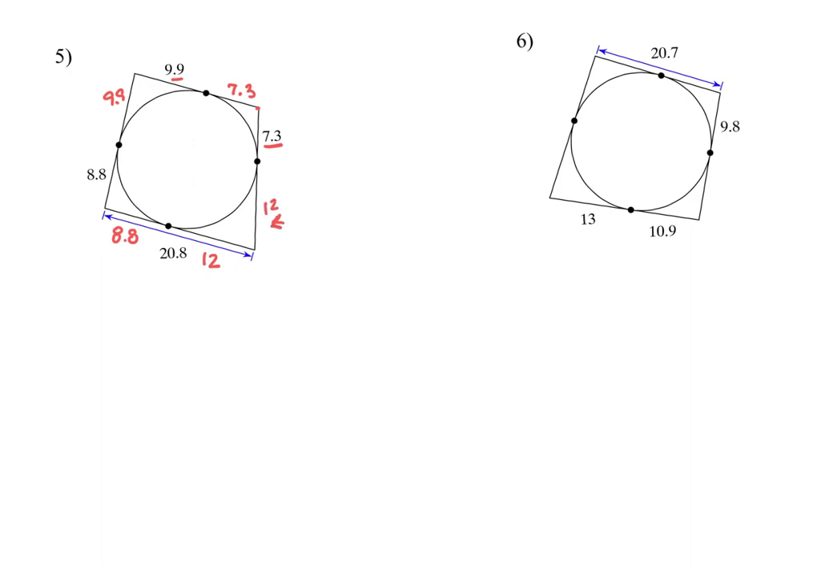And then you just add them up. You just add the 12 and the 7.3, 7.3, 9.9, 9.9, 8.8, and the 20.8. And you should have gotten 76, I believe is the answer for this one.